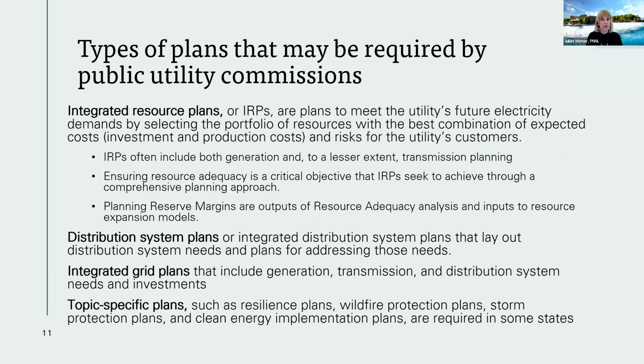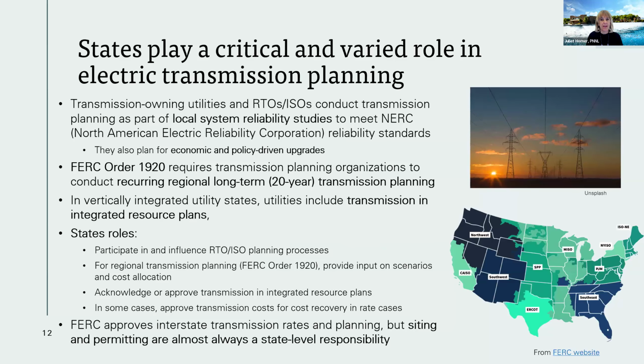A few states are moving to integrated grid plans, which combine integrated resource planning with distribution system planning, and include generation, transmission, and distribution. So that's an emerging area. And then some states have topic-specific plans, such as resilience plans, wildfire protection plans, storm protection plans, or clean energy implementation plans.